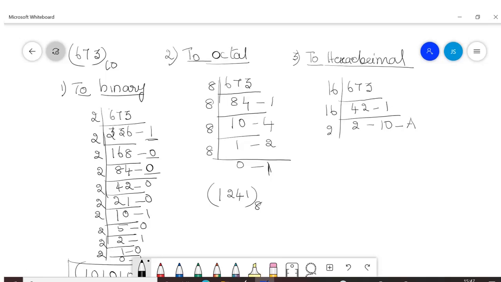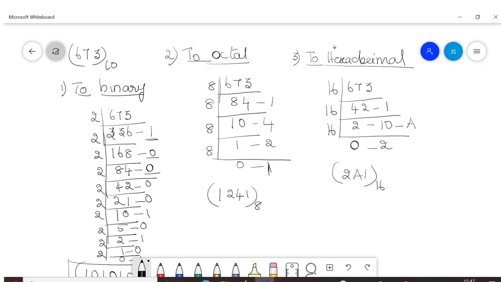And divided by 16, 0, the remainder 2. So the hexadecimal equivalent of 673 is 2A1.